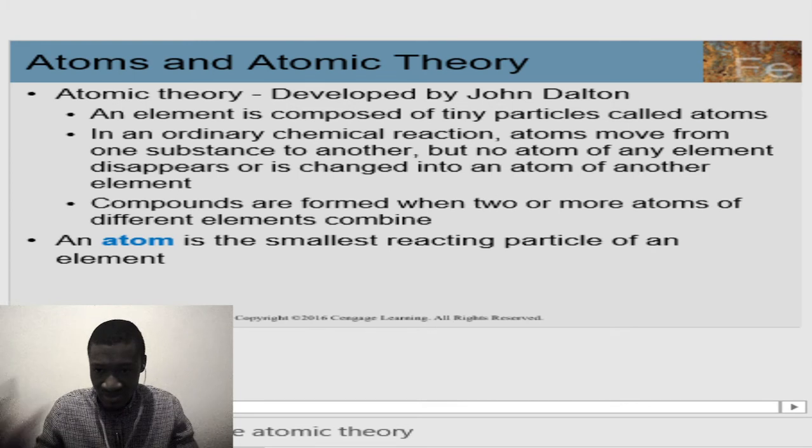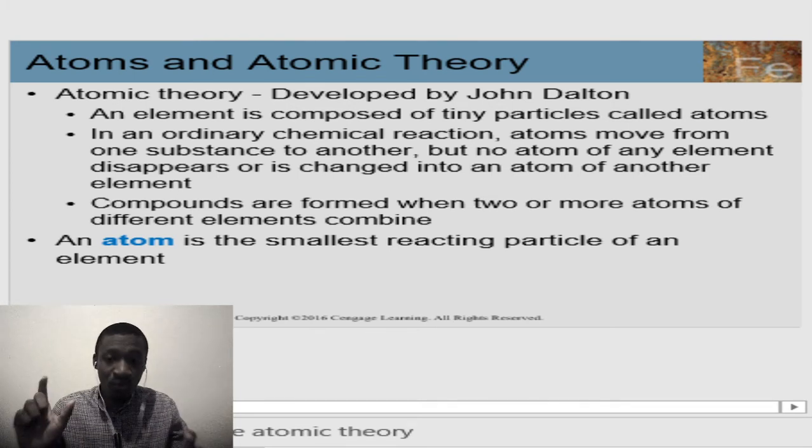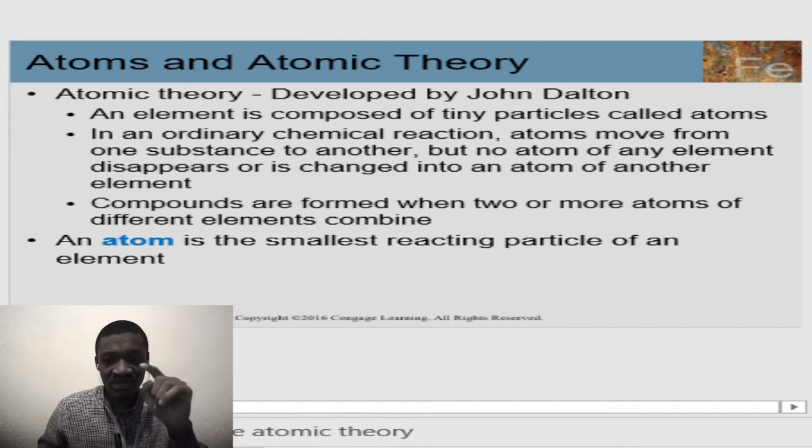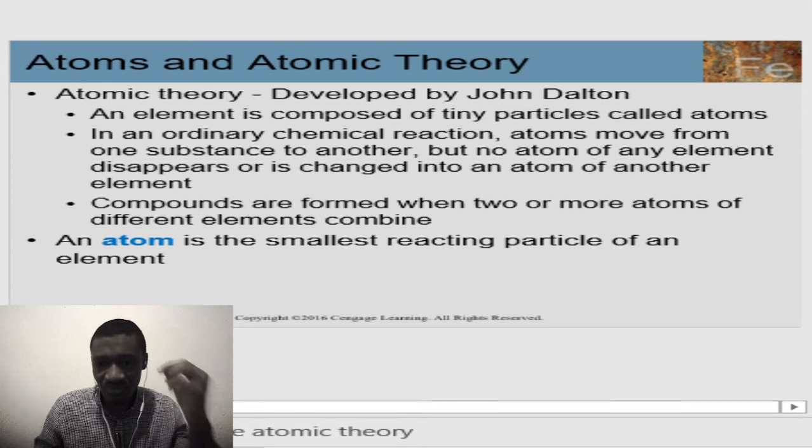Use the word disappears or is changed. So those two things don't happen. And he concludes by saying an atom is the smallest reacting particle of an element. Very important. The atom is the smallest, keyword, reacting, very important, particle of an element.